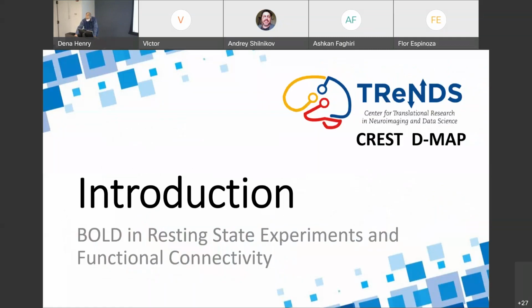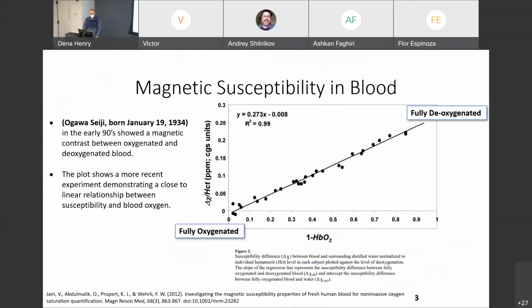Let's start with the introduction, and we are just going to do a quick introduction. What is fMRI? What is resting state connectivity? So to start, I always like to start with this.